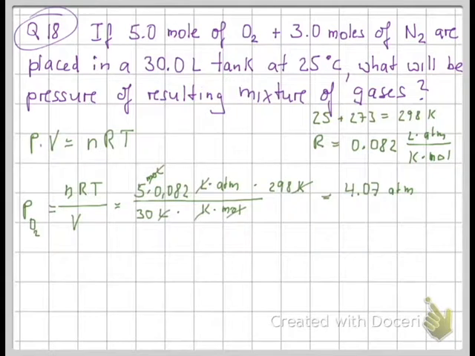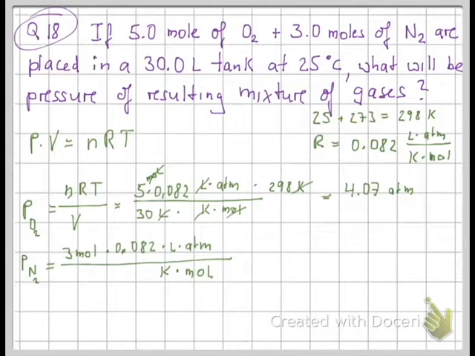4.07 atmospheres due to oxygen. You repeat the same thing for nitrogen, N2. And there you had 3 moles. So 3 moles times 0.082. Crazy units for this guy again, times liters times atmospheres divided by Kelvin divided by moles.